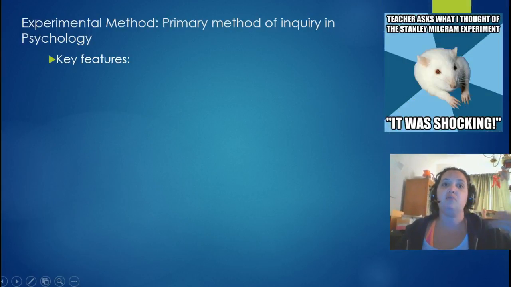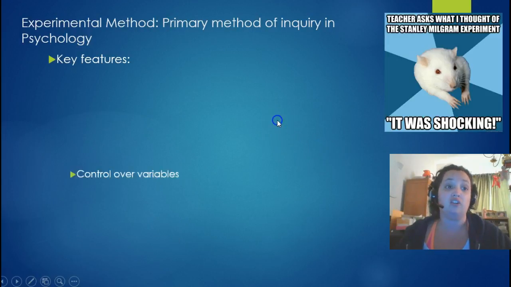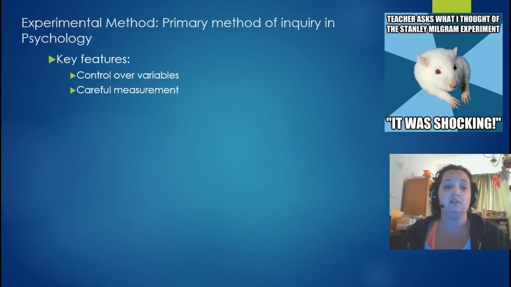Experimental method is the primary method of inquiry in psychology. Like any science, experimental method is the main way that we learn what we learn. The key features are control over the variables and careful measurement, so we're able to control what happens, we're able to measure it very carefully, and we're able to establish cause and effect relationships.